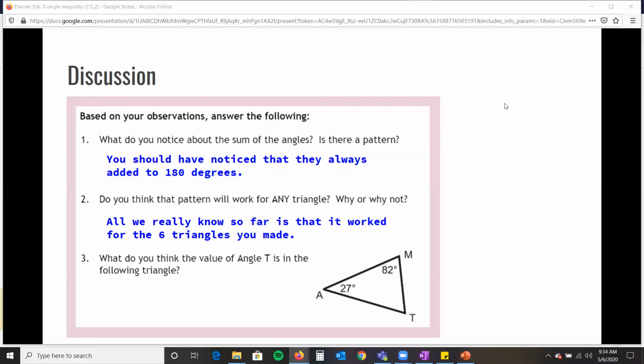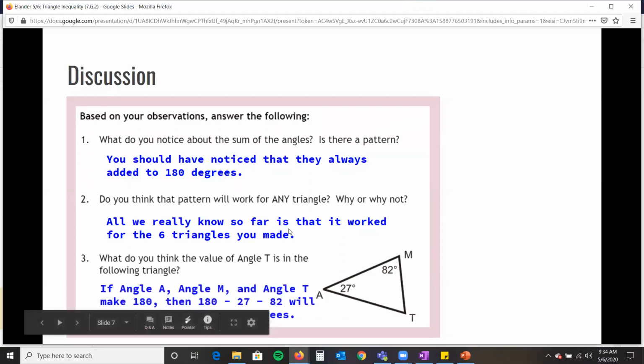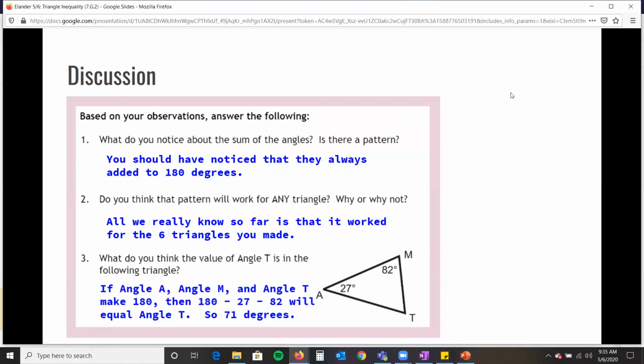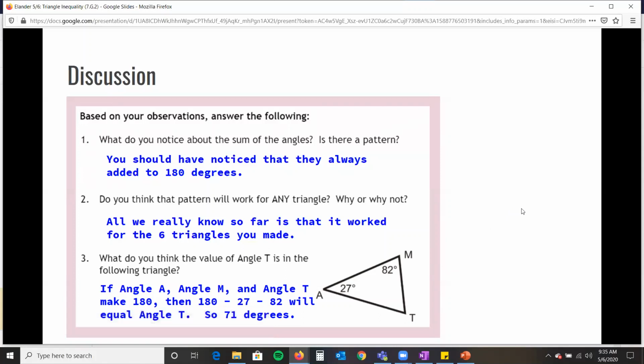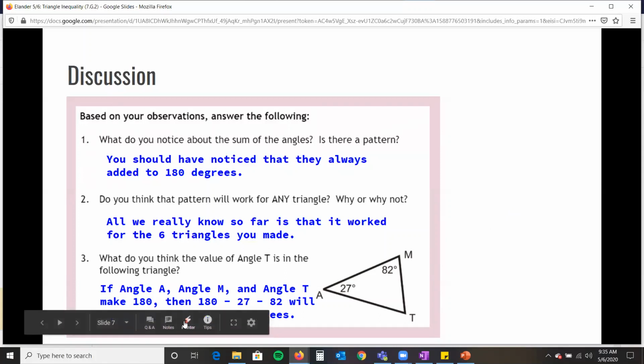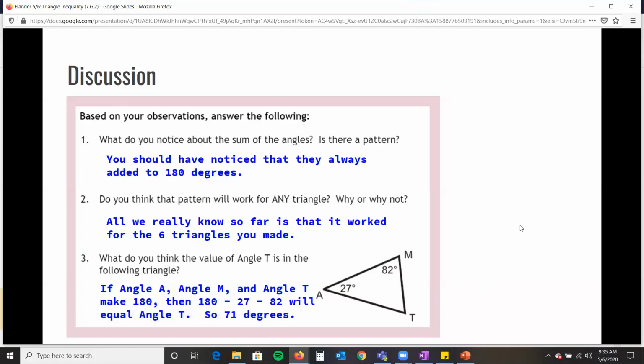All right, so let's check here. So if angle A is 27 and angle M is 82, okay, then to make 180 total, T would have to be the missing amount, right? So we could say 180 minus 27 minus 82 equals the leftover T, okay? So exactly, on this one, T would have to be 71 degrees to make that 180.